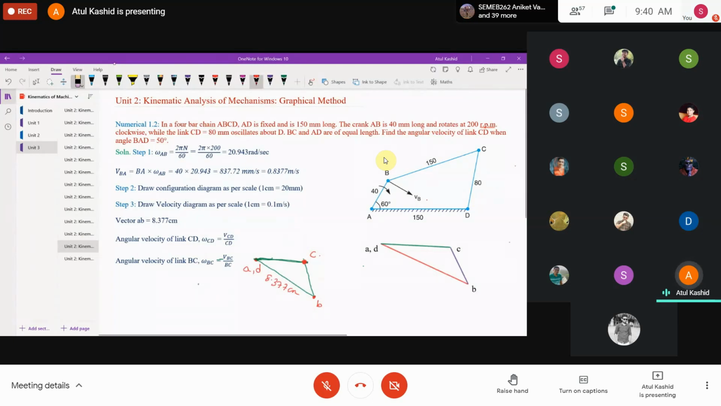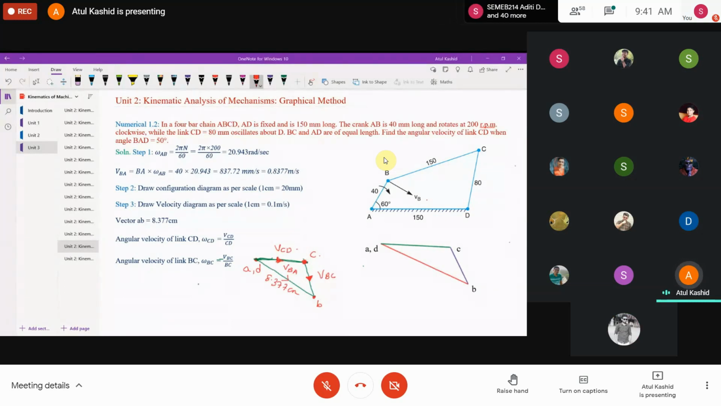Now from this velocity diagram, you can calculate anything that you require. But before that, we will mark the velocities. If I draw the arrow like this, pointing towards B, this is the velocity of B with respect to A. If we draw the arrow like this for this vector CB, it will be the velocity of B with respect to C. If I draw the arrow like this, it will be the velocity of C with respect to D. So whatever velocities are there, you can mark them in the velocity diagram.